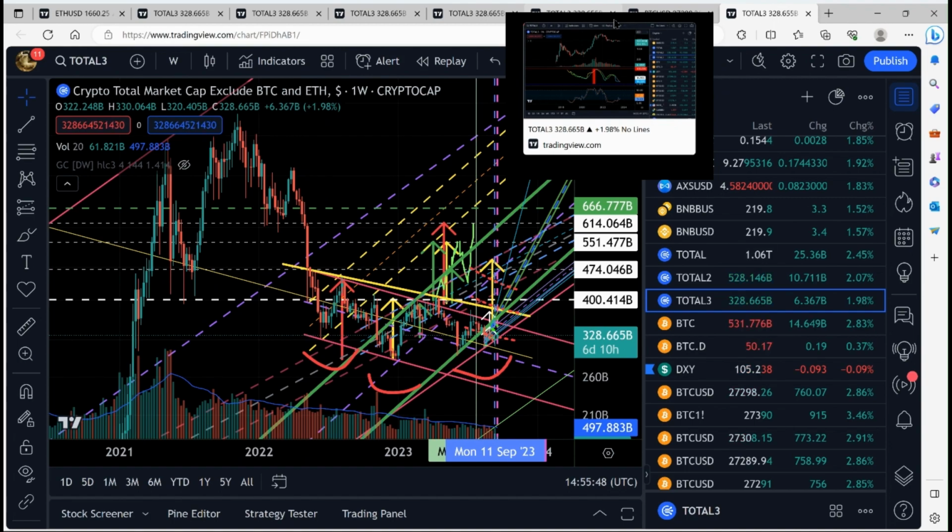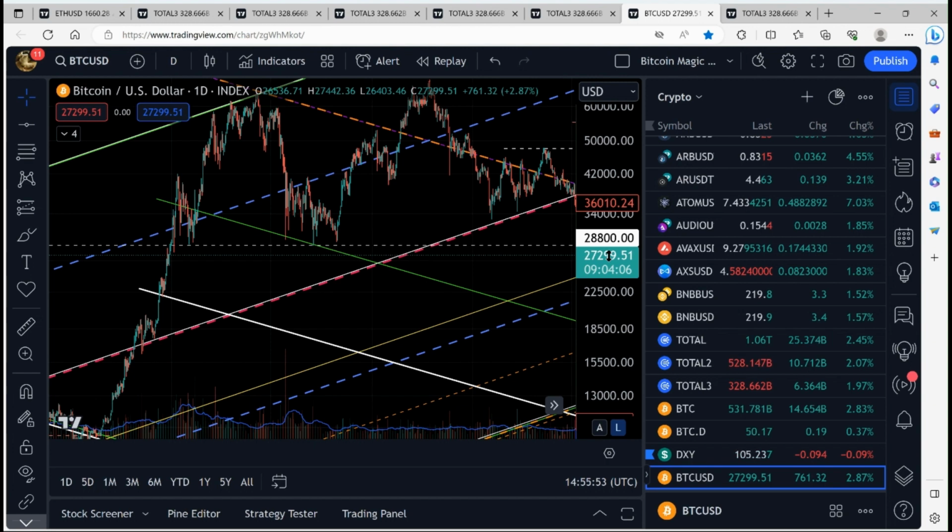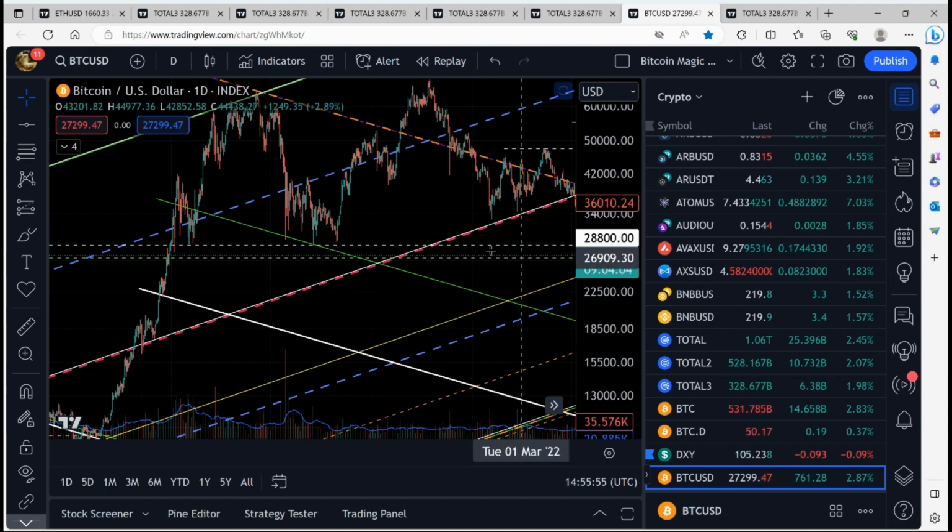Was there anything else I wanted to say? Let's get away from that too-many-line chart. What the heck just happened? I don't know what that was.